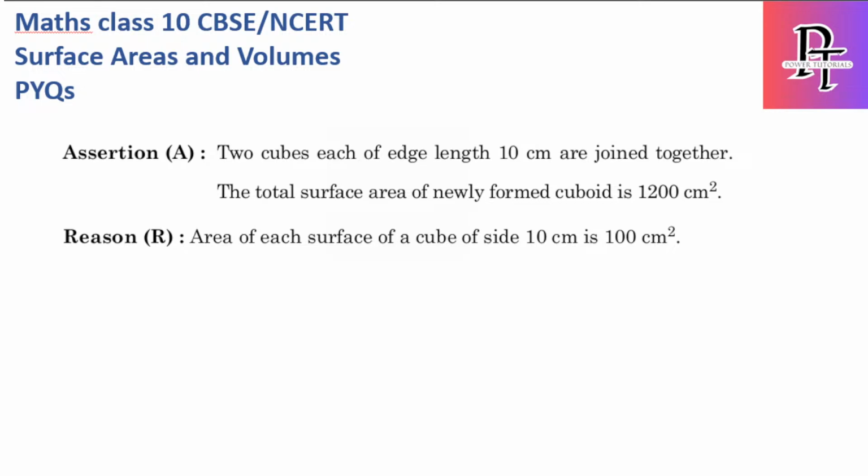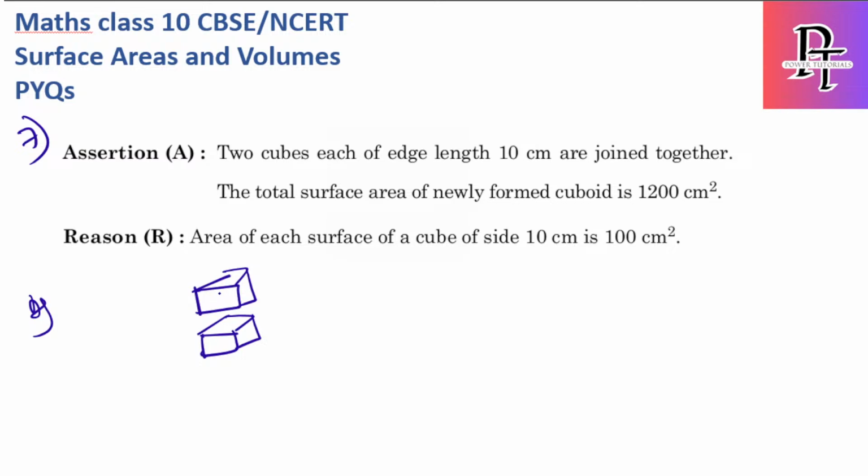This is an assertion-reason region. So 7th question as per this video. Two cubes of each 10 centimeters joined together, the total surface area for the cuboid is 1200. Okay, so it is similar to the one which is already discussed in another set. So you can understand that for each set the questions will be a little bit similar. Okay, same type we already covered for other questions.